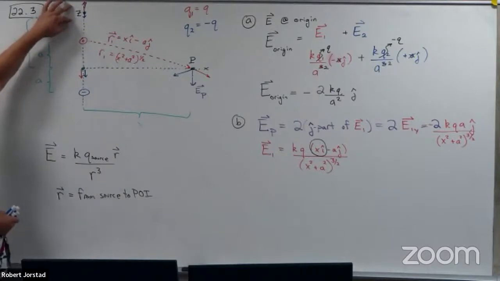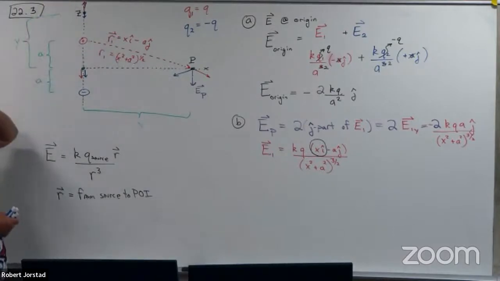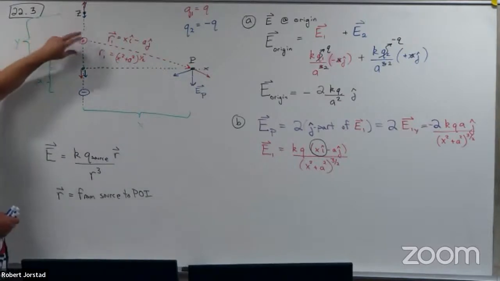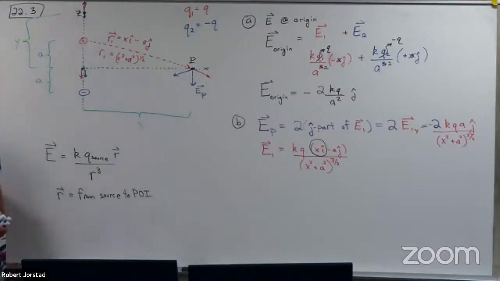I do not have good symmetry here. I can't just guess and say the answer is 0. I do expect the plus charge, the closest charge, should probably dominate, and I think there's going to be an upwards electric field. So now you have to be a little bit careful here.